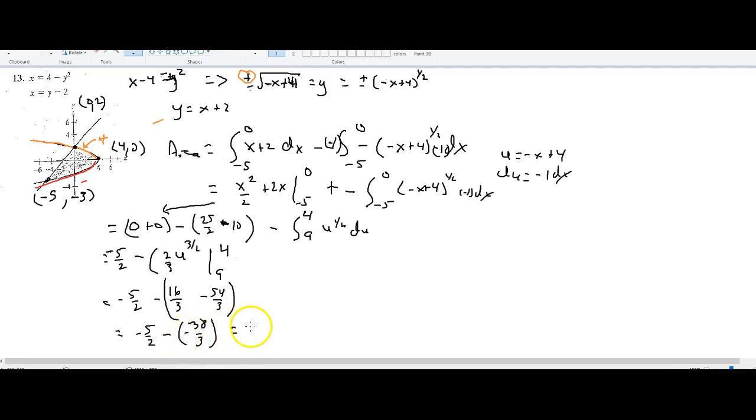So I end up with negative 5 halves plus 38 thirds. I do a little witchcraft here, and I'm going to get negative 15 plus 76. Is that right? Looks like that's right. 76 over 6, and I get 61/6. All right. Whew! But we're not even done yet, are we?